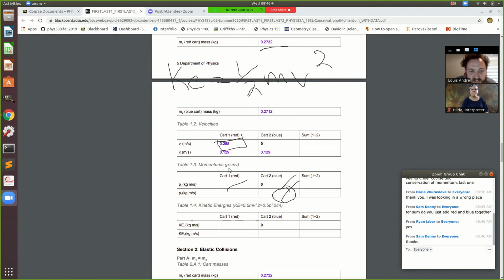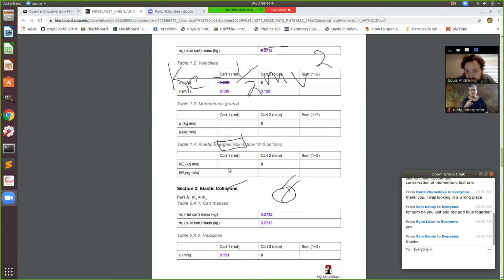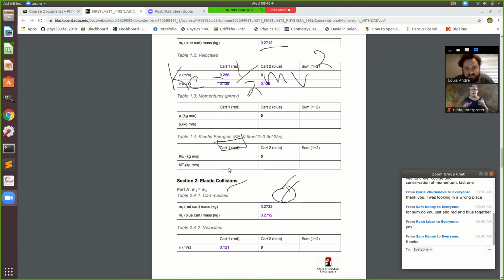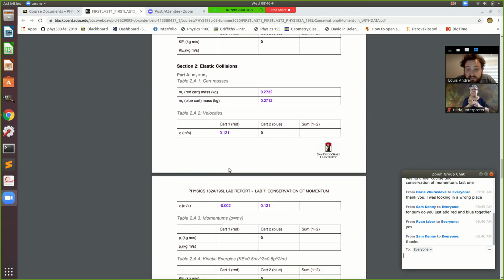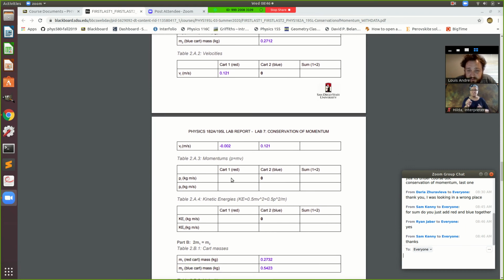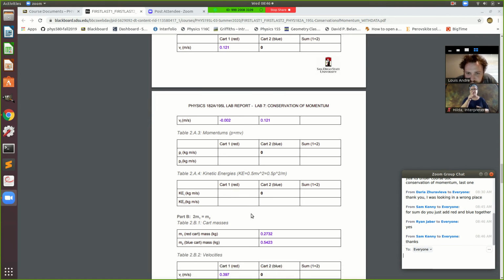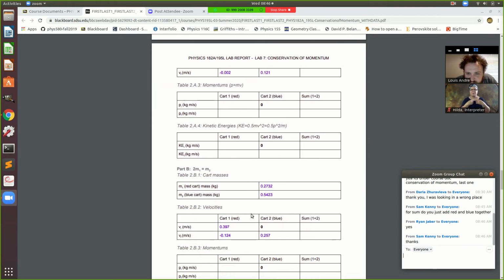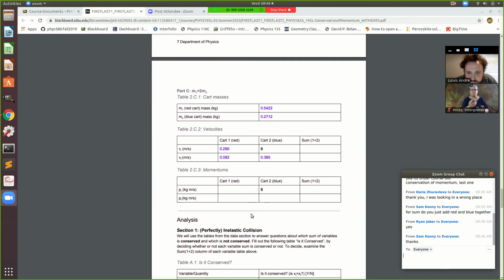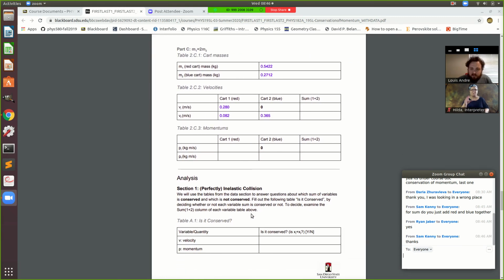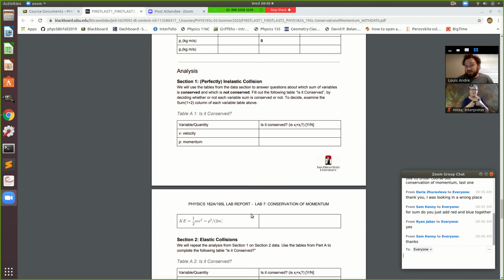It's going to be the same thing for all of these actually. So you're just going to be filling out this data for a minute. Again, use your masses and velocities, multiply the two to get momentums, and then 1/2 mass times velocity squared gives you the kinetic energy. So you just do that three different times here, and then it's going to ask you, is it conserved? I'll be right back.